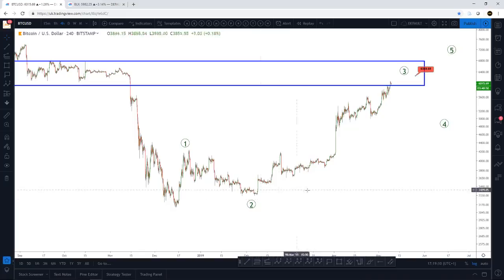Personally, I would start the count from here because that's where I see 5 waves up. Obviously, this low here on Bitstamp doesn't come lower than here, and so you would feel inclined to start your count here. However, I'm looking at this as more of a truncation of this corrective pattern down, and I'm starting my count from here.